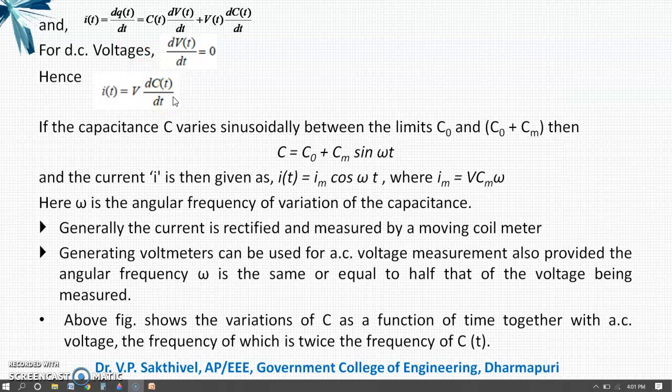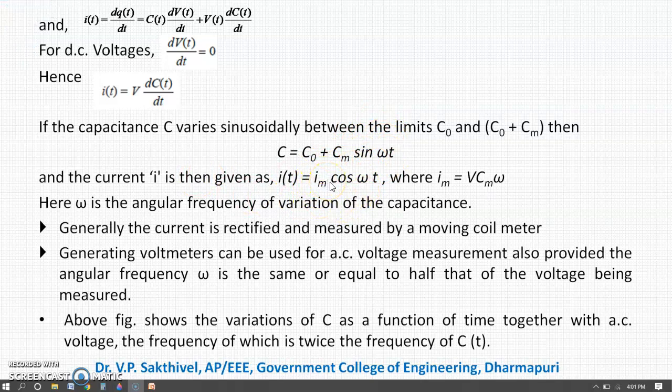Then if the capacitance C varies between the two limits C naught and C naught plus Cm, the capacitance varies in a sinusoidal manner. So C can be represented in sinusoidal form, and the current is given by this equation.